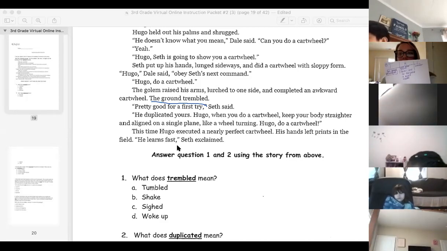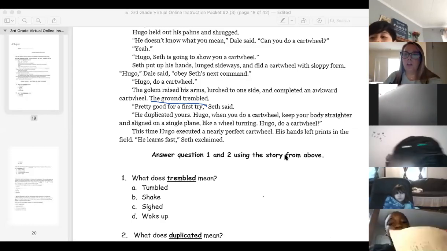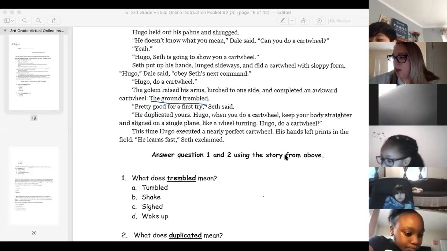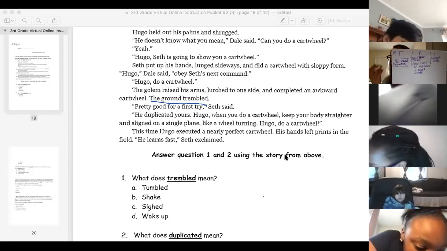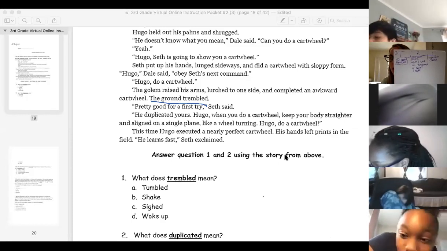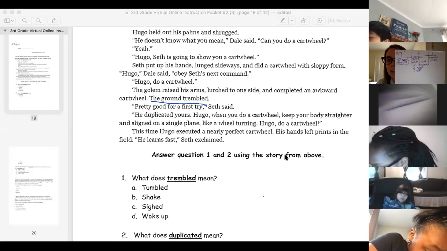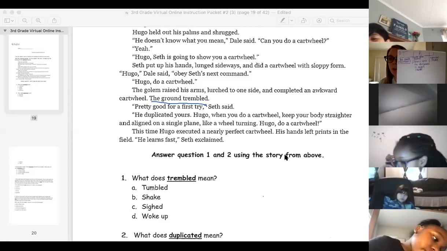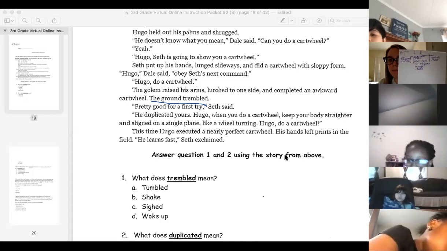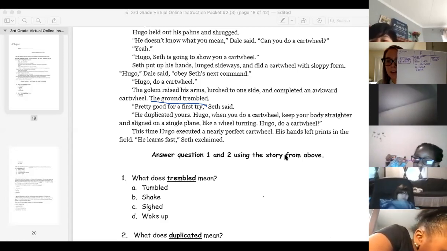Okay, so the text is telling me the ground trembled. I know when I land on the ground that sometimes it might shake. So trembled must mean shake. You can also think to yourself, like I think to myself, where else have I heard the word trembled used? So for example, his legs trembled with fear. I know his legs aren't going to tumble with fear. I know his legs aren't going to sigh with fear. I know his legs aren't going to wake up with fear. So that means trembled would have to be shake. Same with the ground. I know the ground does not tumble. I know the ground does not sigh. And I know the ground does not wake up.